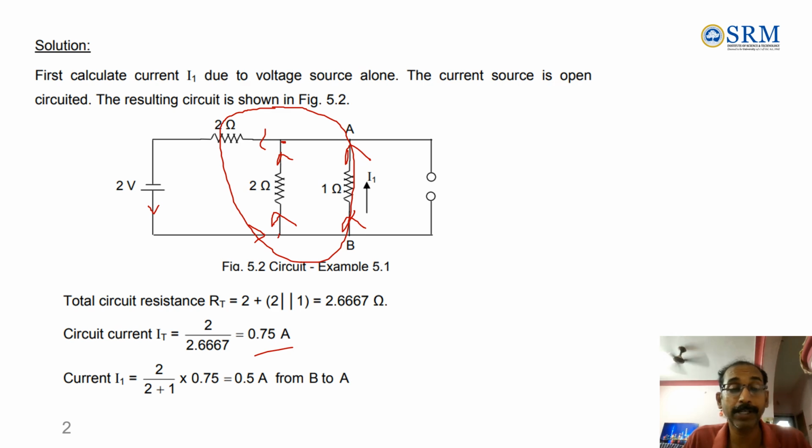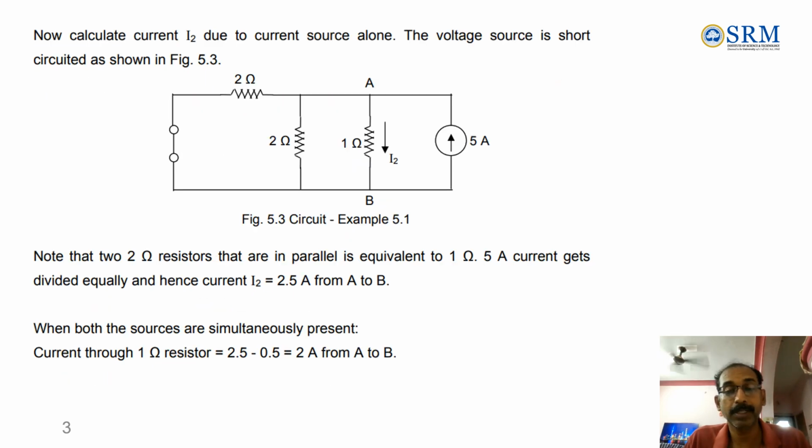In that case, the voltage source has to be shorted. Look at this one. This is short. This one is applied. So these two are parallel, right? This one is also, all the three are parallel. This resistance and this resistance, 2 ohm and 2 ohm, are parallel, and the 1 ohm is also parallel.